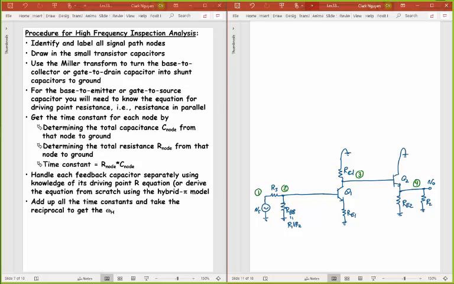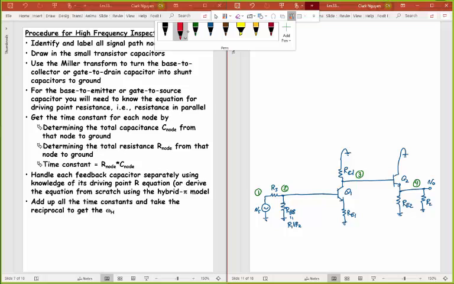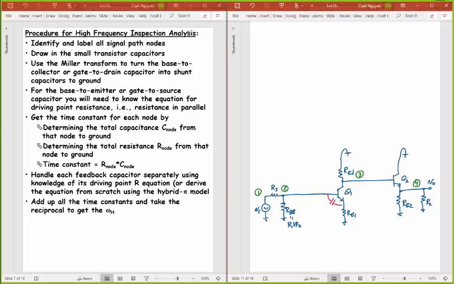Then I would draw in my small capacitors. Associated with Q1 are C pi 1 and C mu 1, and I'm even going to put in CCS1. Same thing for Q2. I'll draw out these capacitors knowing that they're really contained inside the small signal model, and then here I'm going to have a CCS2. I'll use this for next time too.